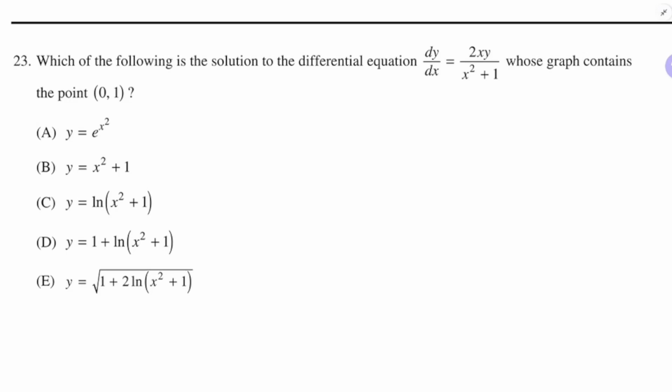Yes on A, yes on B, no on C, because the natural log of 1 is 0. Yes on D, because that's 1 plus 0. And also yes on E. Okay, that wasn't super helpful, but it did help me eliminate an answer choice.